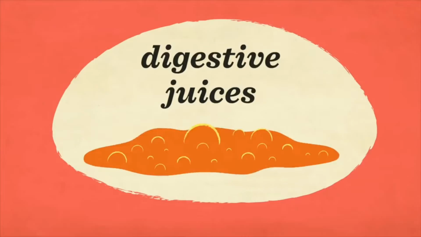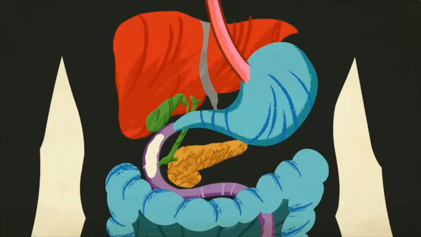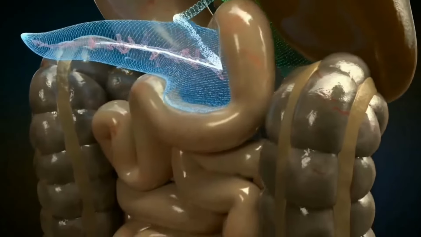Bile from the liver and other digestive juices mix with the food for further digestion. The liver is the organ which produces bile and the gallbladder stores it.